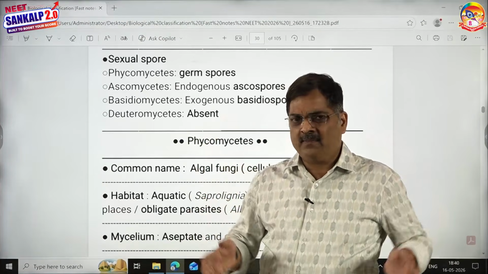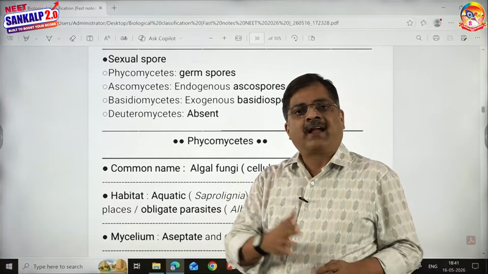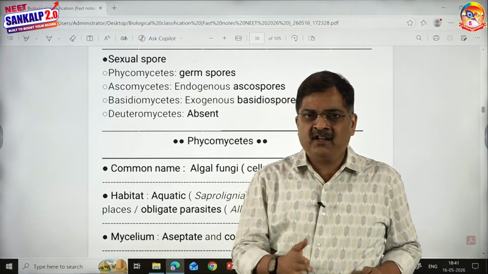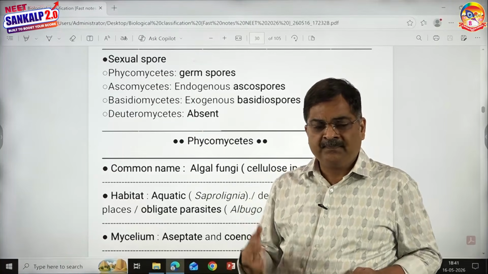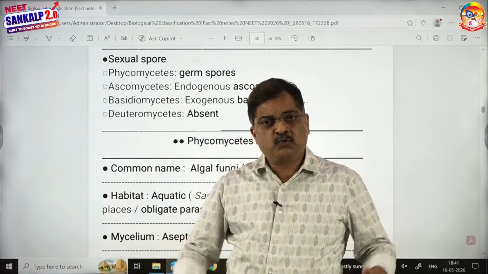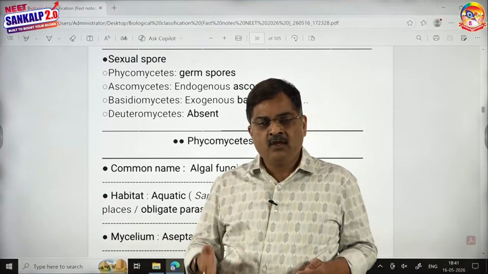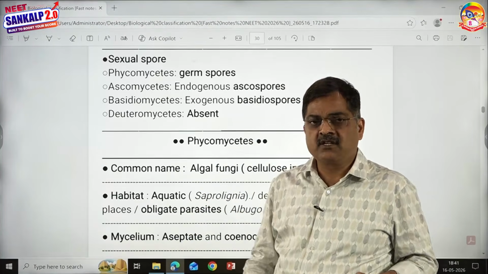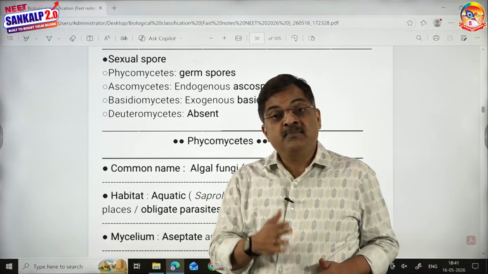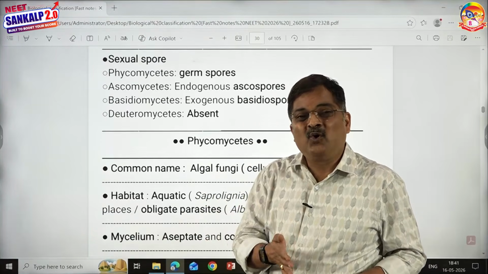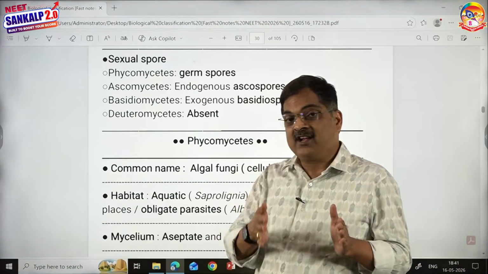Then we talked about asexual reproduction, vegetative reproduction, and sexual. Vegetative: fragmentation, binary fission, and budding that is seen in yeast. And then we talked about asexual spores, very important. Sporangiospores and zoospores are seen in Phycomycetes. Conidiospores are seen in Ascomycetes and Deuteromycetes. And asexual spores are generally absent in Basidiomycetes. Coming to sexual spores, germ spores, zygospores, or oospores are seen in Phycomycetes. Germ spores are haploid, zygospores and oospores are diploid.